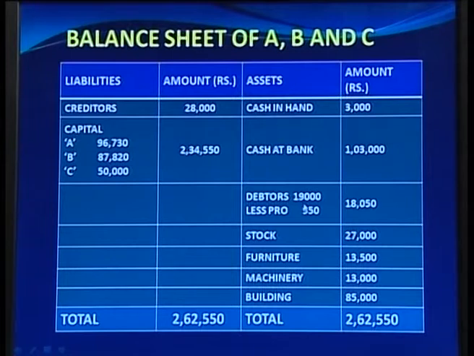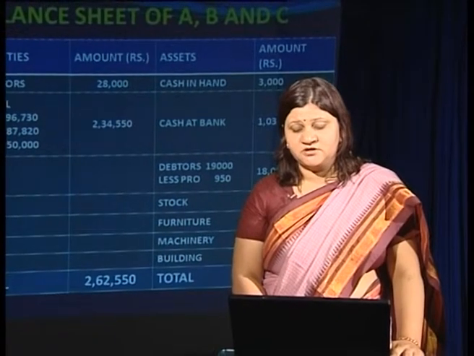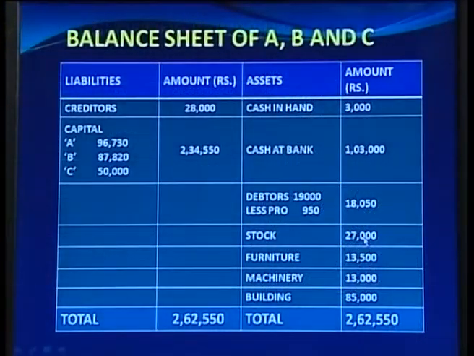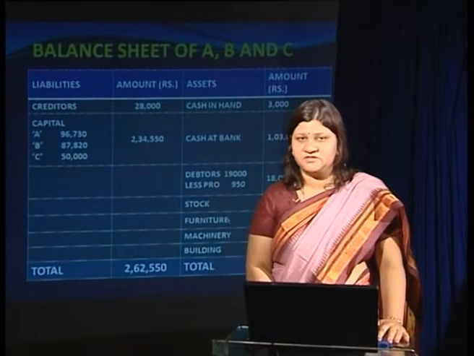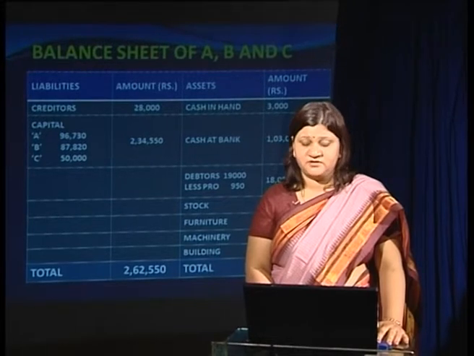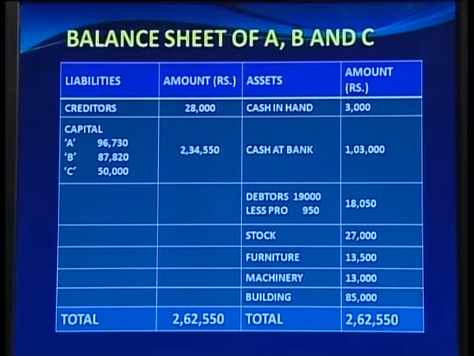Debtors are being given as 19,000 and we have made a provision of 5%. It will be subtracted from the debtors balance and we are getting the final figure as 18,050. Stock is being devalued by 10%. So, instead of 30,000 we have written 27,000. Furniture has been devalued by 1,500. That means a 10% diminution in the value of the furniture has taken place at the time of admission of the partner. So, 15,000 minus 1,500, the final figure of 13,500, which is the revalued asset, is being shown in the balance sheet.